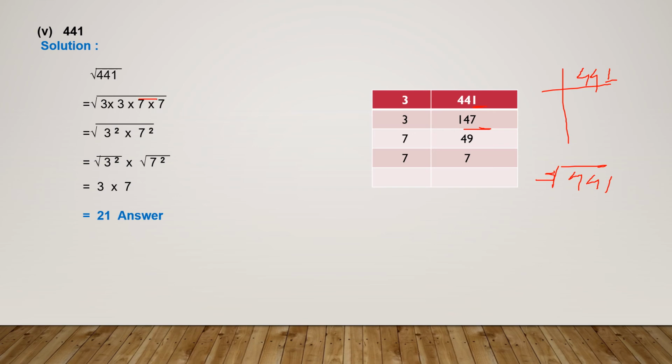Now make the pairs, and then we will write the exponential form of this. 3 multiplied by 3 can be written as 3 square. 7 multiplied by 7 can be written as 7 square. Now since the radical sign is on both the values, we will put a radical sign separately on 3 square and 7 square. In the next step, these opposite operations will cancel out with each other, and we get 3 multiplied by 7, and the answer is 21.